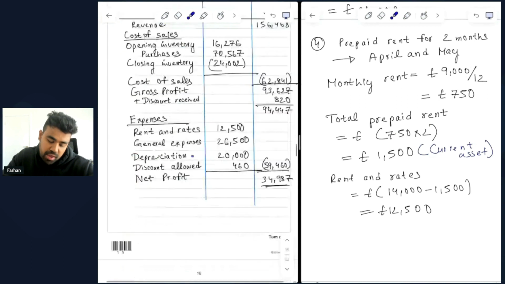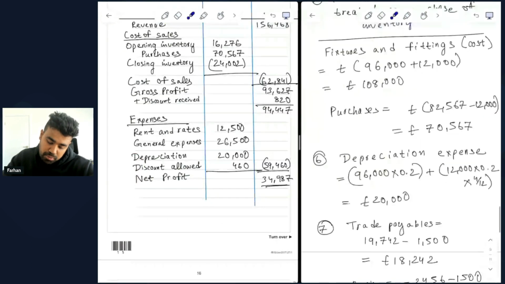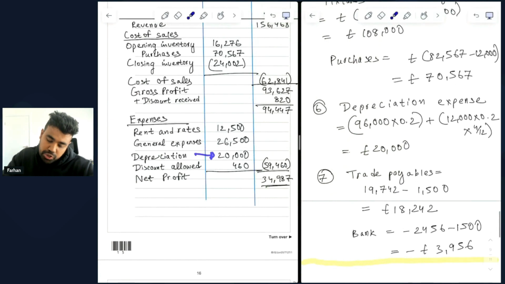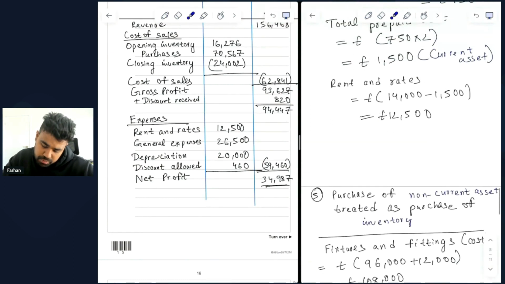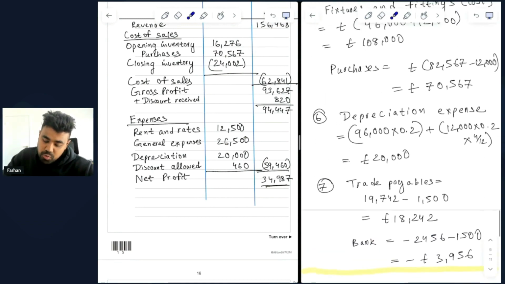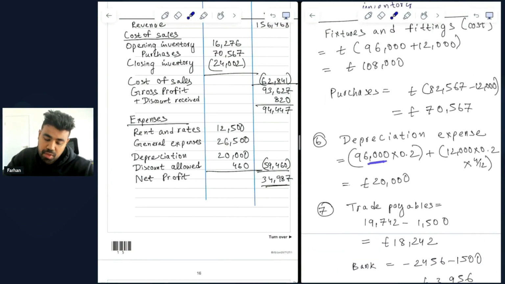Then we have depreciation of £20,000 for fixtures and fittings. Now I'm just going to quickly run you through this number again to make sure that you understand this. First of all, £96,000 was the original cost of the fixtures and fittings that we had been given in the trial balance, and then we multiplied 20%, which is known as 0.2. So those assets were in use throughout the entire financial year. We also know that we have purchased £12,000 worth of fixtures and fittings on 1 December 2019, and that must also be depreciated at 20% straight line method.